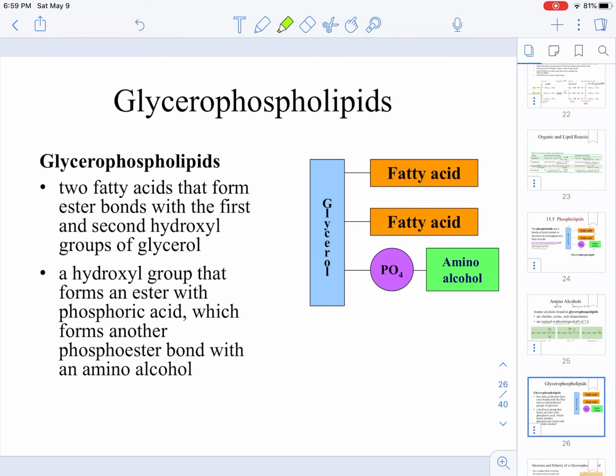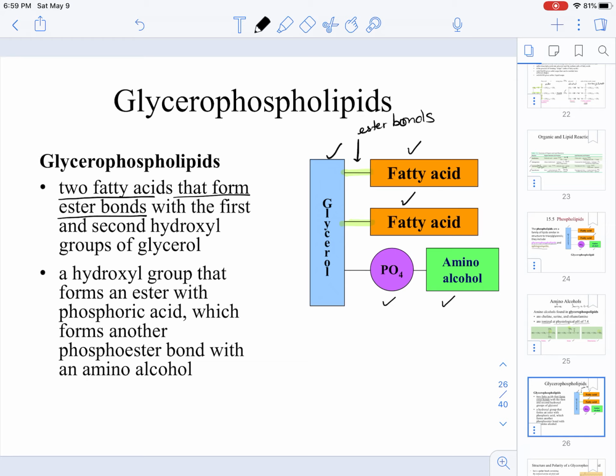So let's look first at glycerolphospholipids. As I mentioned before, glycerolphospholipids contain glycerol, which is bonded to 2 fatty acids. Then the last OH of the glycerol now is going to find a phosphate group, okay? And that phosphate group is going to be bonded to an amino alcohol. So understand that the 2 fatty acids that we have in the molecule are going to form ester bonds. So these bonds right here are going to be ester bonds.